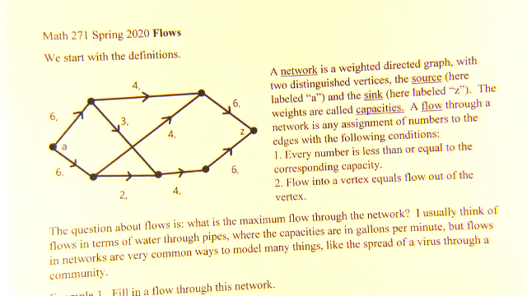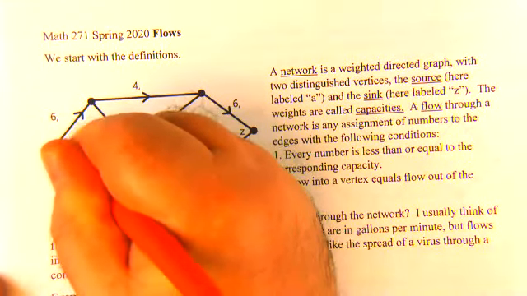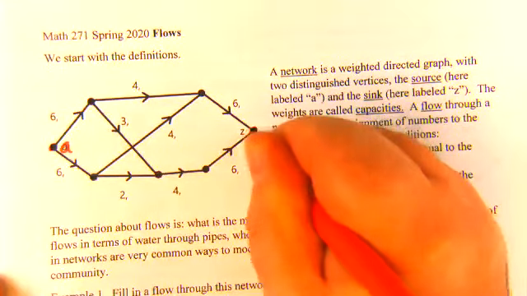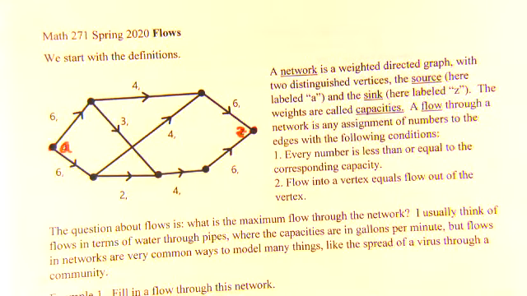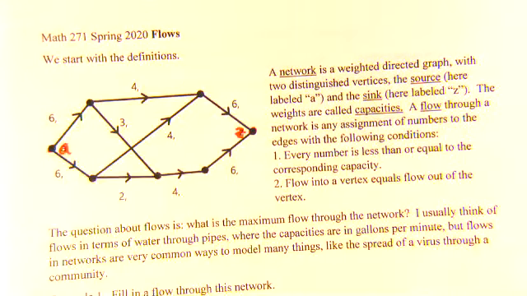A network, this is a network. It's a weighted directed graph. So there are arrows saying you go from here to there, and each edge has got a number, that's its weight. And there's two distinguished vertices. One is called the source, A, and one is called the sink, Z. The weights are called capacities, capacity of 6, capacity of 4, capacity of 6.